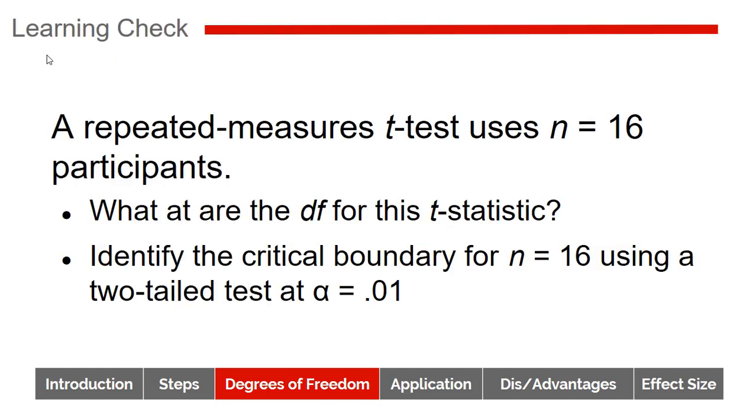A repeated measures t-test uses n equals 16 participants. So that means 16 people total, and they have 2 different measures. What are the degrees of freedom for this t-statistic? And then identify the critical boundaries for n equals 16 using a two-tailed test at alpha equals 0.01. Two-tailed test means we're going to have 2 critical boundaries, one in the left tail, one in the right tail. And the area in both of those tails combined will equal 1%. So you'll have 0.5% in one tail and 0.5% in the other tail.